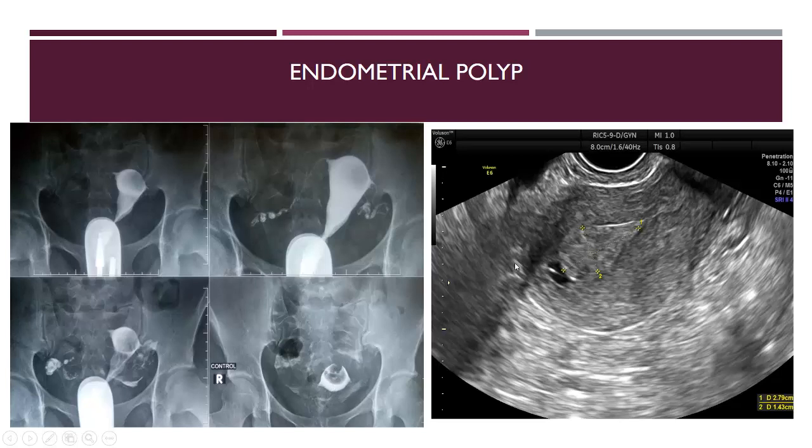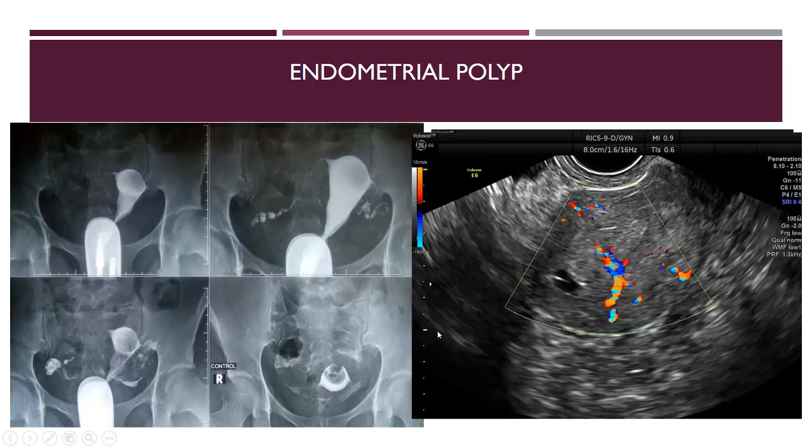So with a filling defect, please try to take an early film, because it will be delineated by the contrast before the contrast obscures the lesion. And this is the vascular pedicle sign of this endometrial polyp.